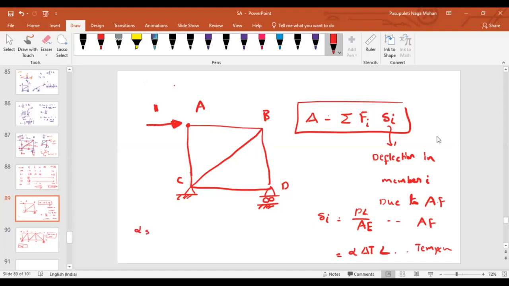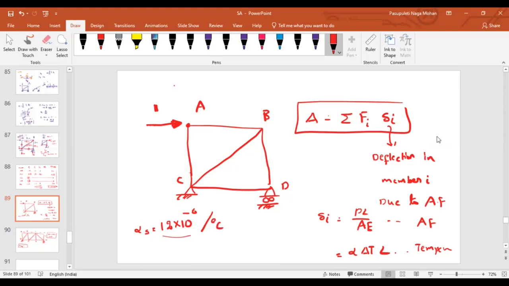What is alpha for steel? The coefficient of thermal expansion. How much will it be? 11.11 something. Okay, let us assume 12 into 10 power minus 6. What is the unit? Per degree Celsius, 1 by degree Celsius or 1 by Kelvin.